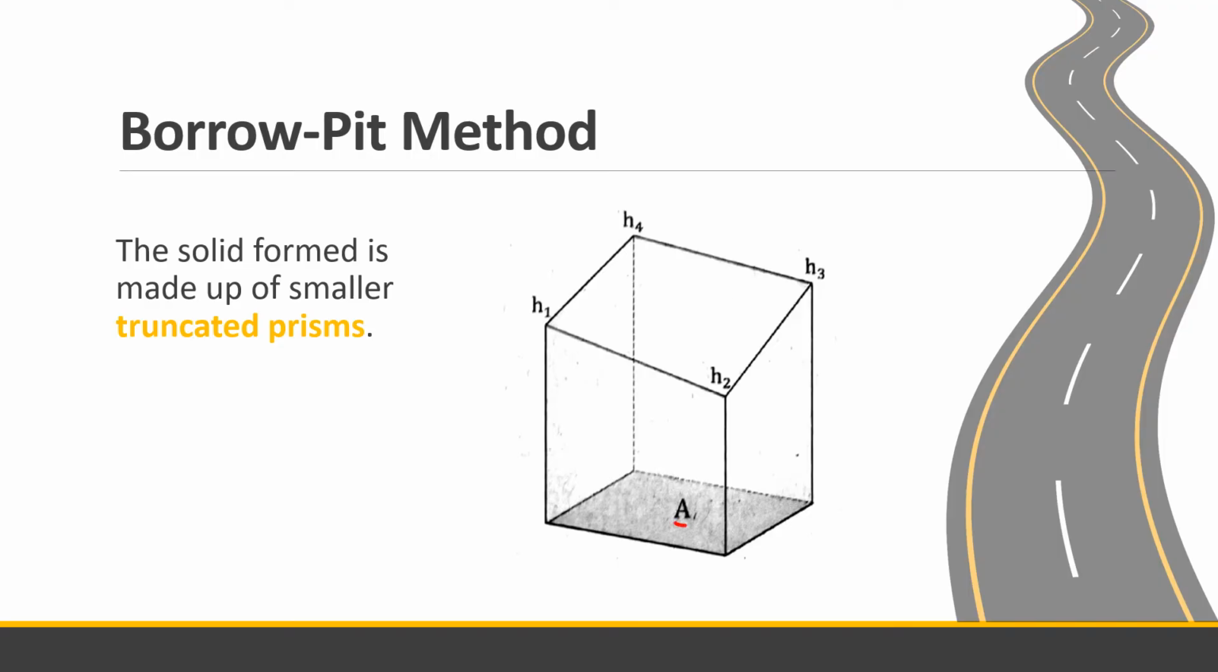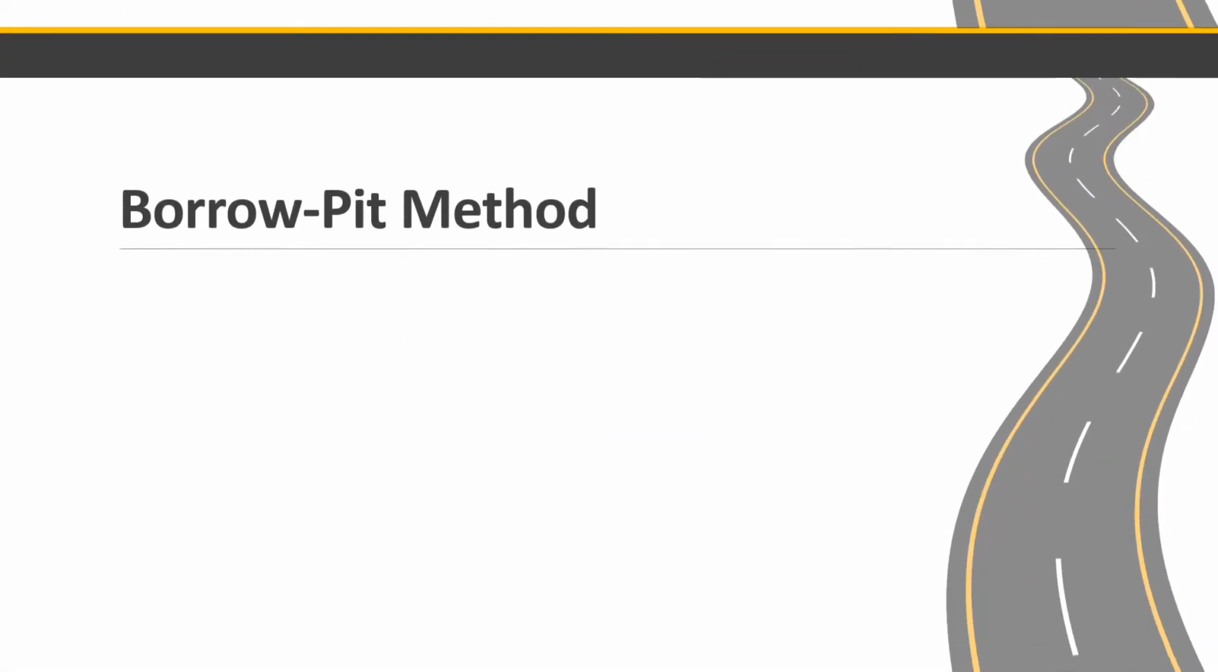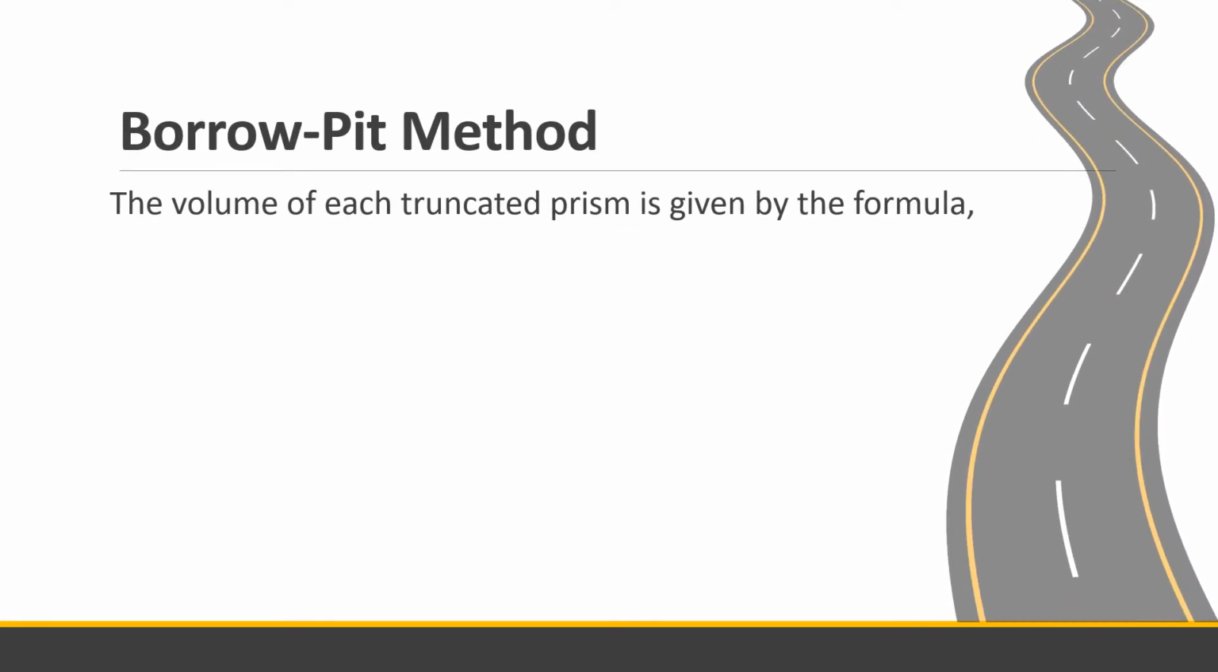So you have an area at the bottom. They have equal areas but will differ in height. So meron tayong H1, H2, H3, and H4. So that is a truncated prism. Okay. So the volume of each truncated prism is given by the formula. For that single truncated prism, the volume is area multiplied by the average of its heights. So merong H1 plus H2 plus H3 plus H4 over 4. So that is the volume for a single truncated prism.